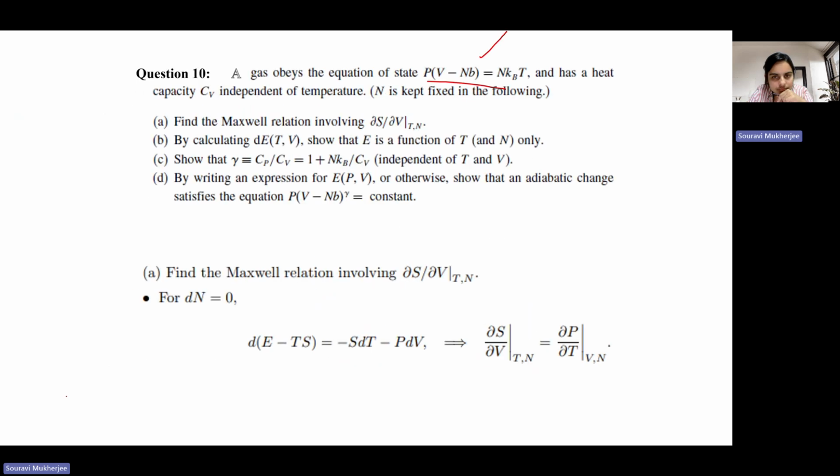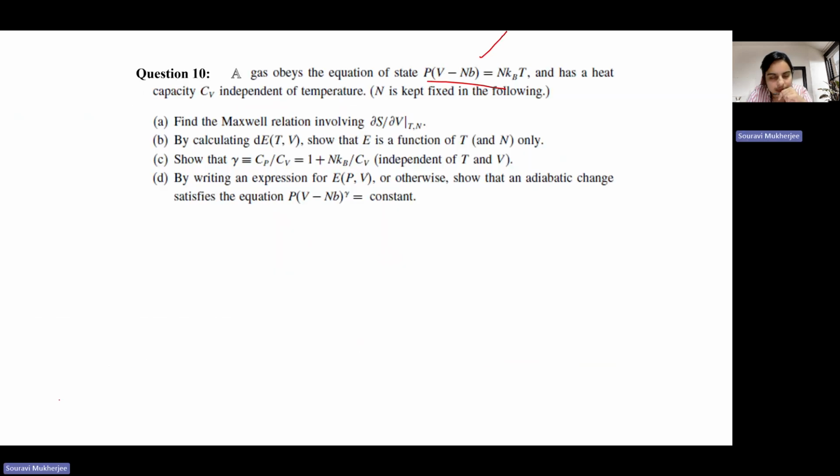Now, the fourth section tells you, by writing an expression for E as a function of P and V. Initially, you had written E as a function of T and V. Now it is saying that write an expression of E as a function of P and V, or otherwise, so that an adiabatic change, which means dq is 0, would satisfy the equation p v to the power n, times (v minus nb) to the power gamma, equal to constant. So for an adiabatic change where dq is 0, you have to show that this holds, right? That's the question.